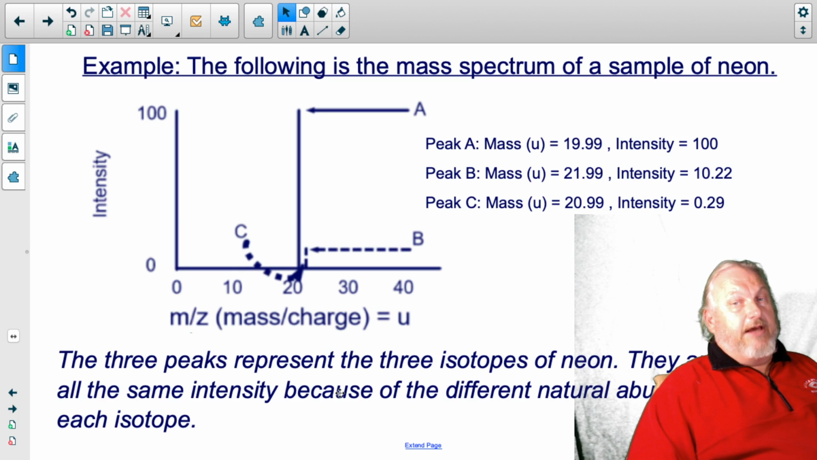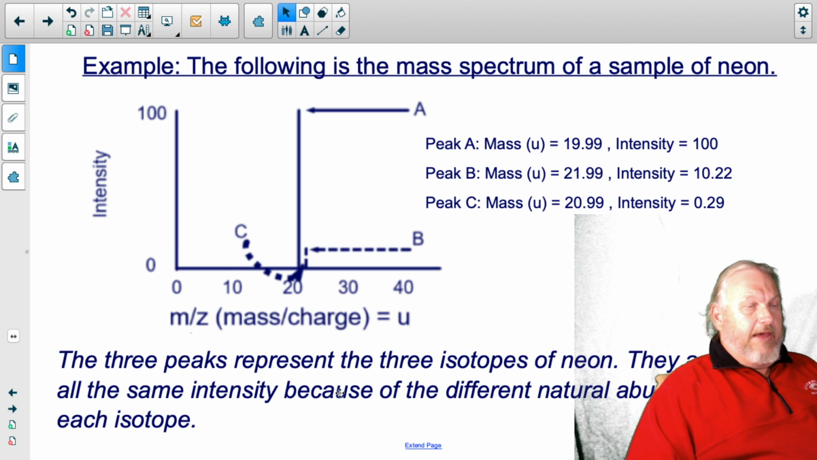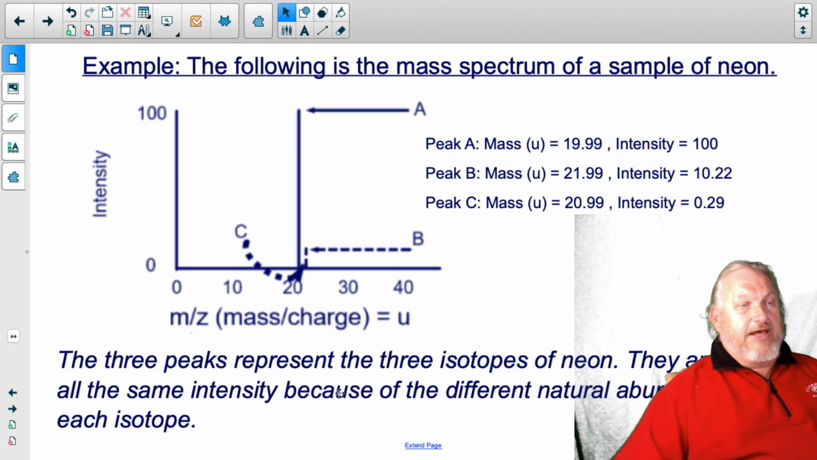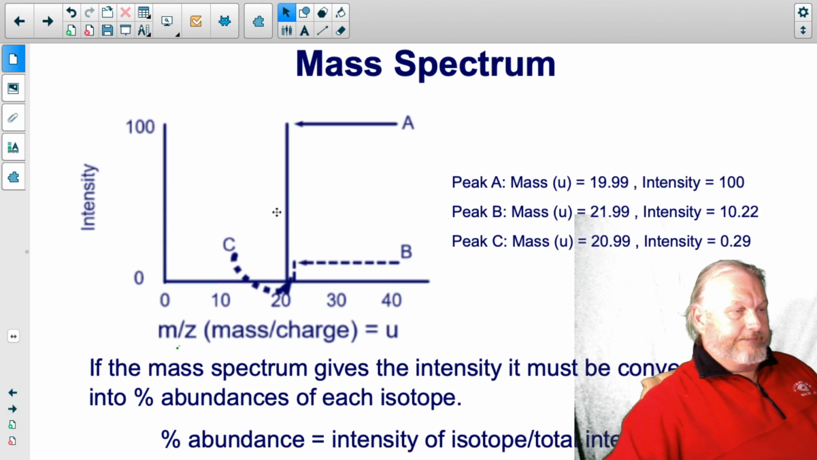Now they're not the same intensity because of the different natural abundance of each isotope. Again, we talked about neon earlier. Neon 20 has much more than neon 22, around 9%. Neon 21 is much less, around 0.29%, or a little less.